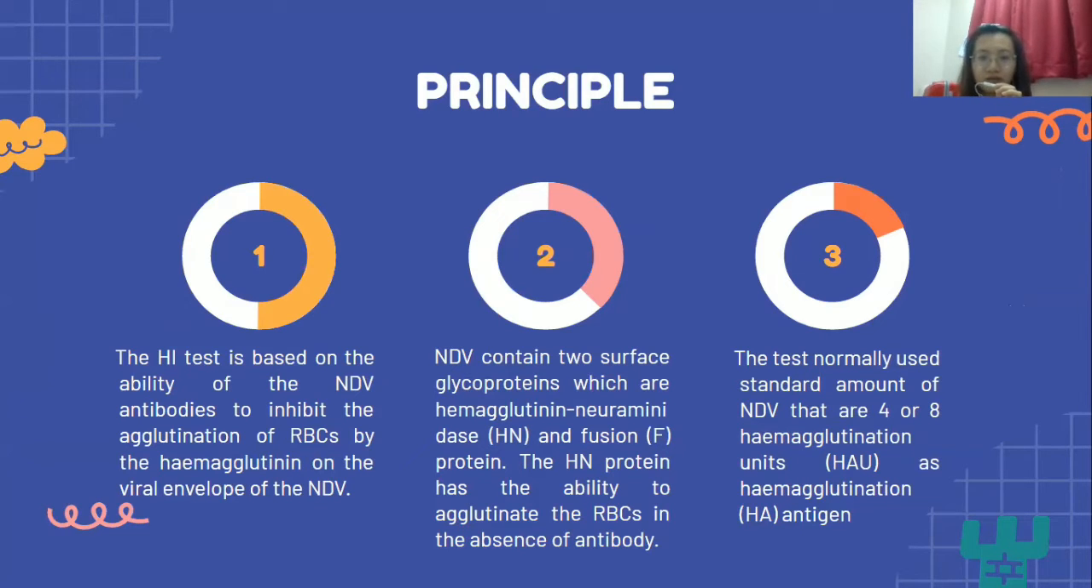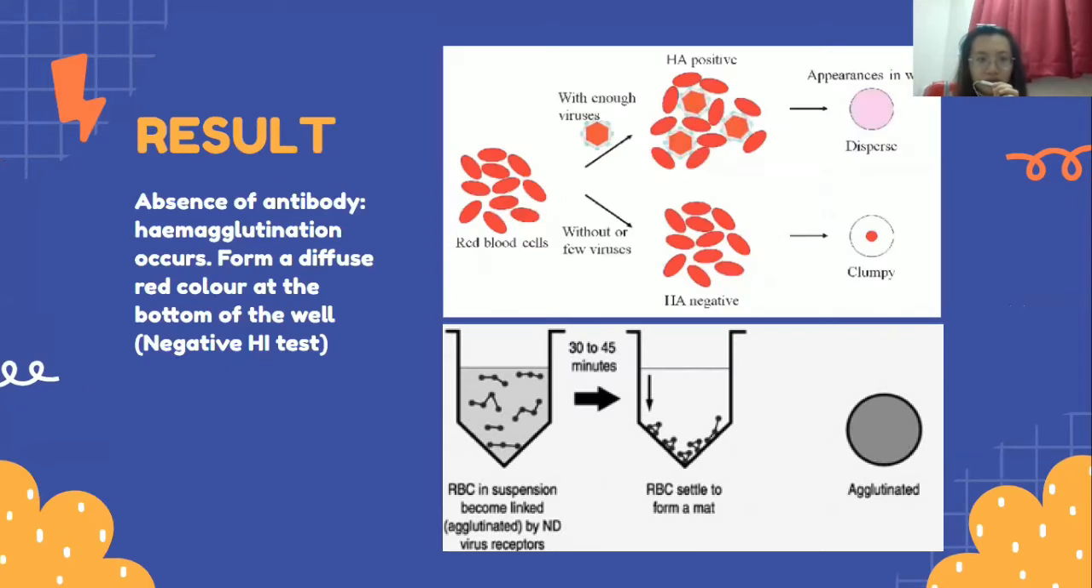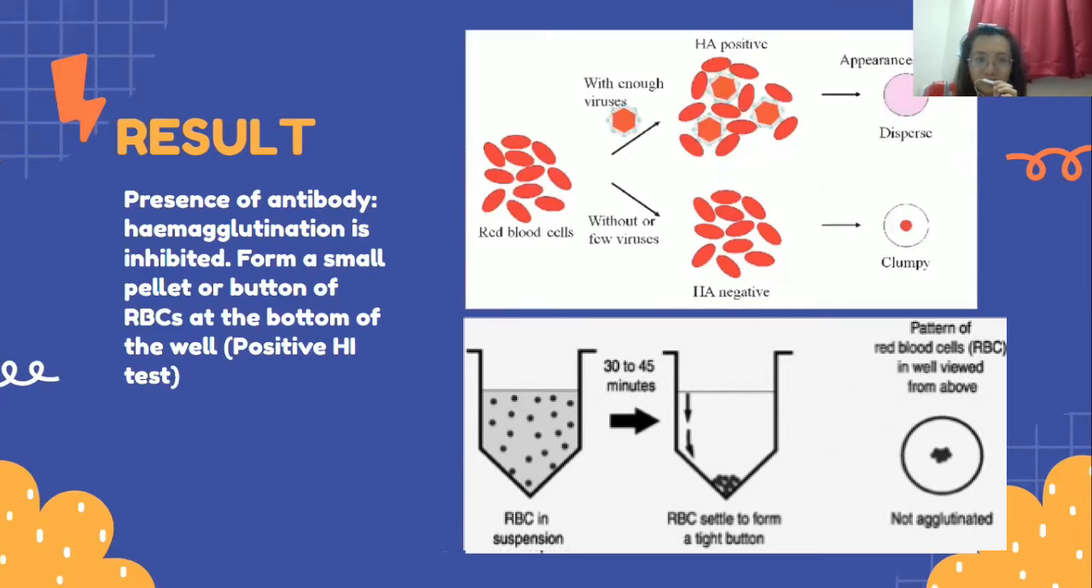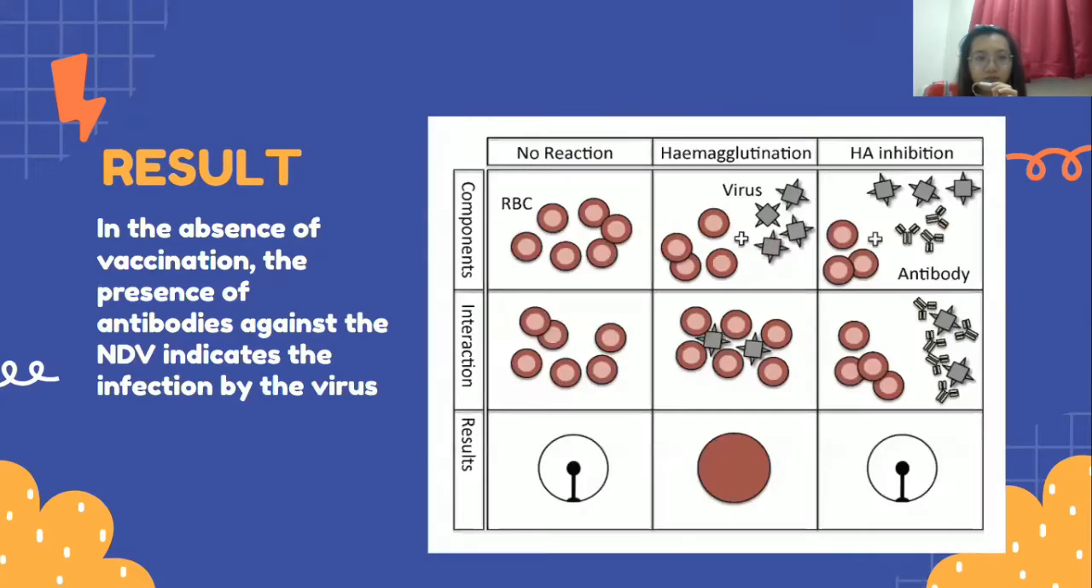So the virus has two surface glycoproteins, which are the HN and F protein only. The HN protein has the ability to agglutinate the RBC in the absence of antibody. So if it shows a diffuse red color at the bottom of the well, the result is negative. And if there is a presence of antibody, hemagglutination is inhibited, and you can see a small pellet or button of RBC at the bottom of the well. This means that the test is positive.